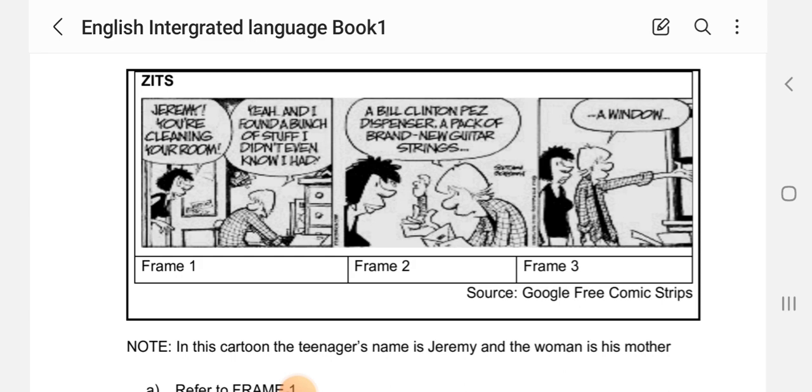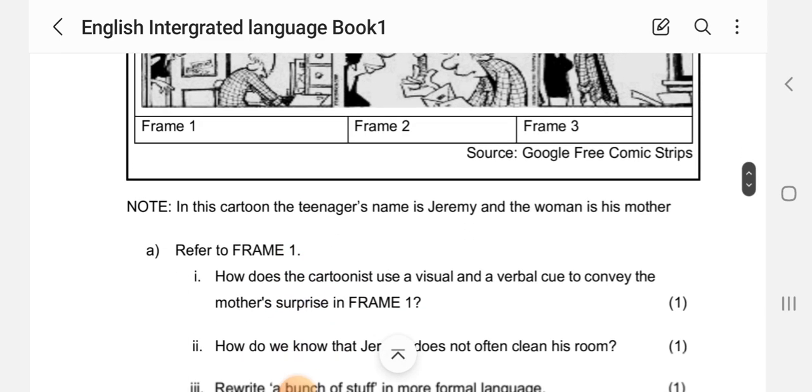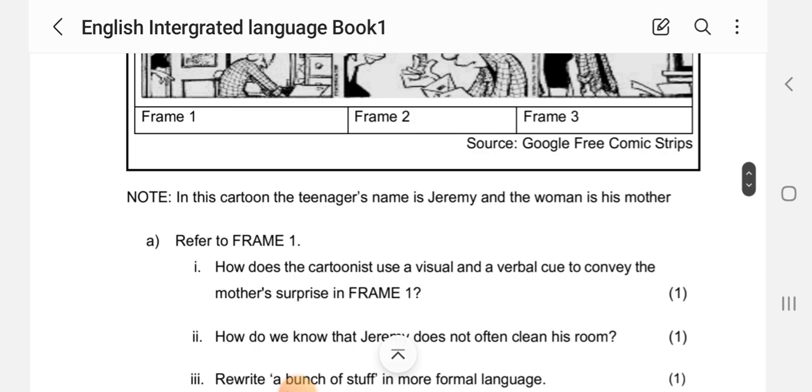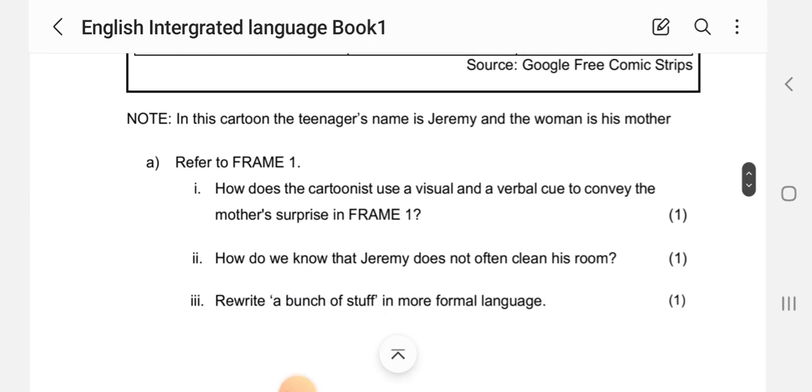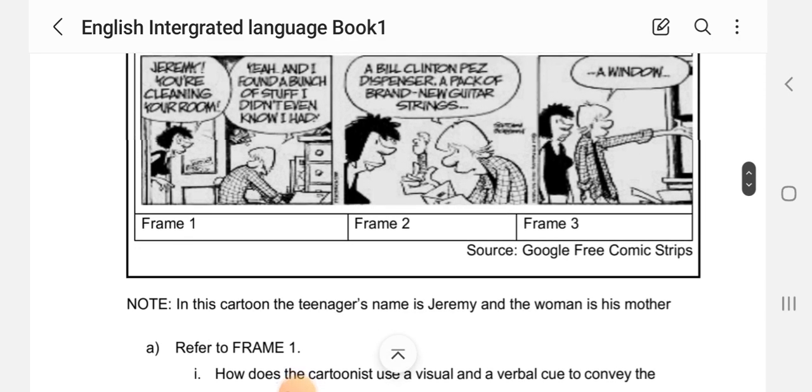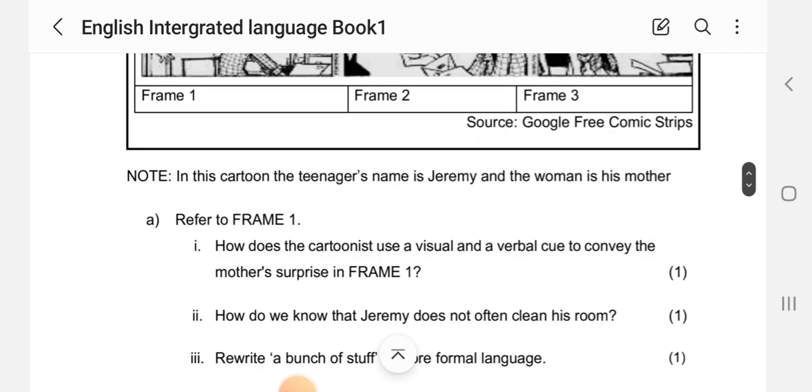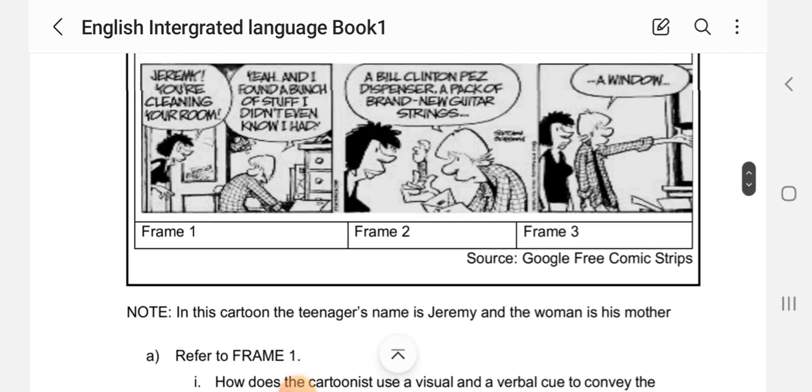Okay, so that is how you can do it. How does the cartoonist use a visual and a verbal clue to convey the mother's surprise in frame 1? Her mouth is wide open and her eyes are wide open. Then, how do we know that Jeremy does not often clean his room? We're still in frame 1. He says he found things he did not even know he had. So you quote: he said he found things that he didn't even know he had.